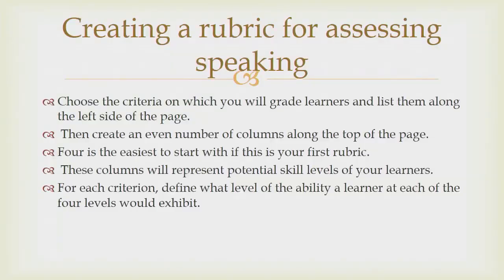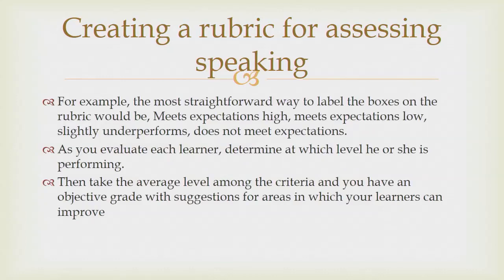Then create an even number of columns along the top of the page. 4 is the easiest to start with if this is your first rubric. These columns will represent potential skill levels of your learners. For each criterion, define what level of the ability a learner at each of the 4 levels would exhibit. For example, the most straightforward way to label the boxes on the rubric would be meets expectations high, meets expectations low, slightly underperforms, does not meet expectations. This you can use to mark the competency levels.